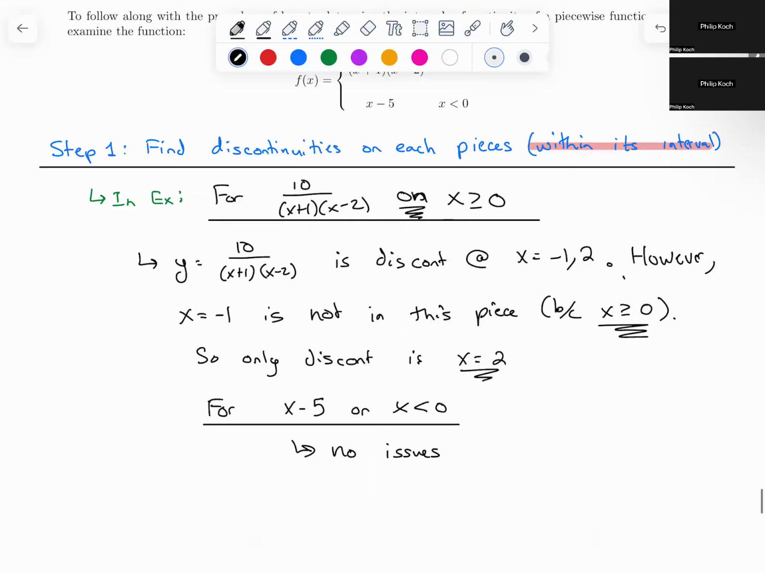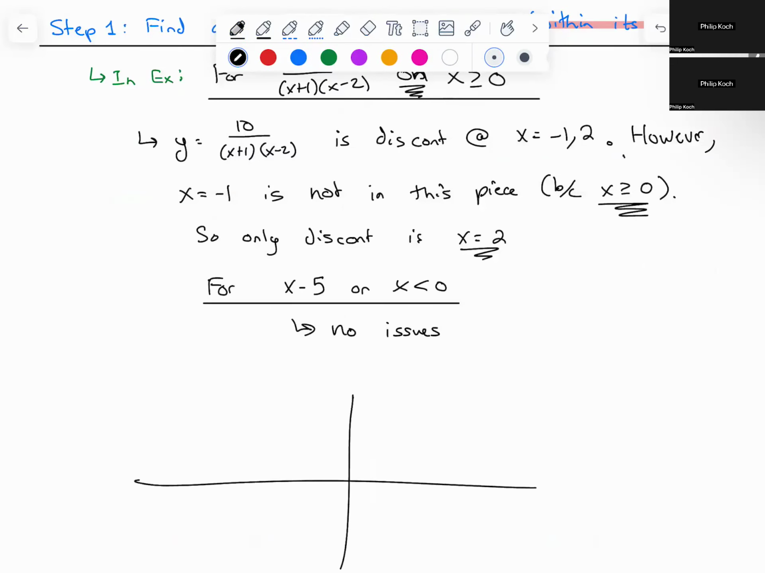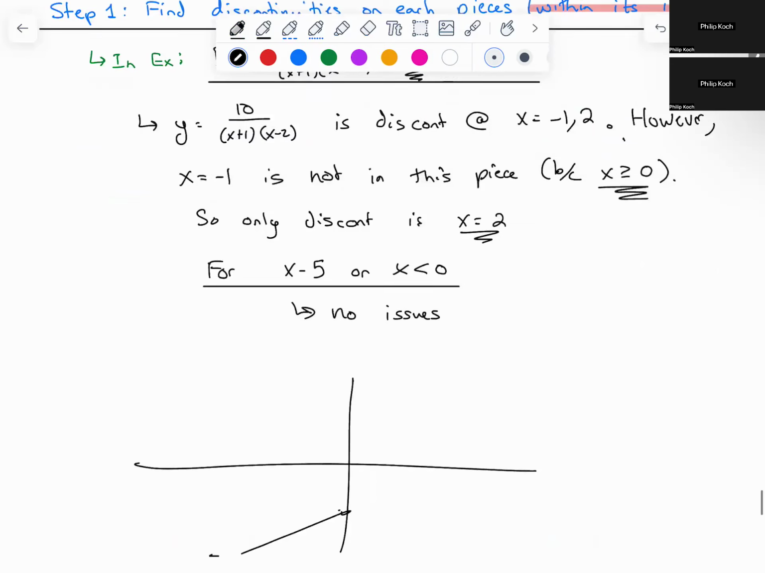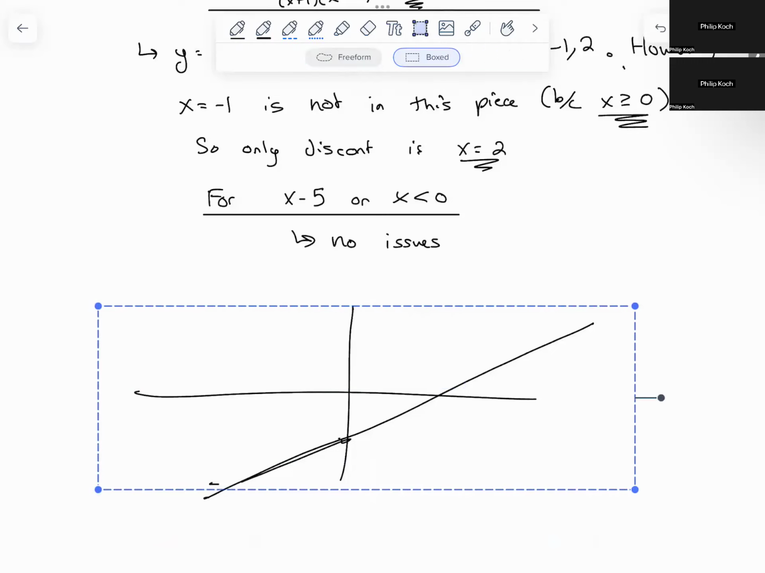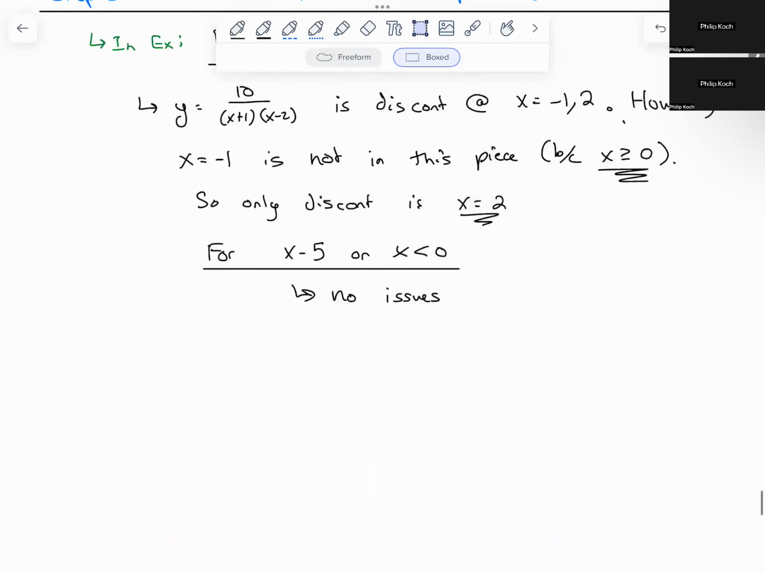Because if you were to just draw it, once again, x minus 5 is this graph. But we're only worried about it for the left-hand side. And regardless of where you are, it's a continuous line. So there's no issues from that second piece. That is step 1.